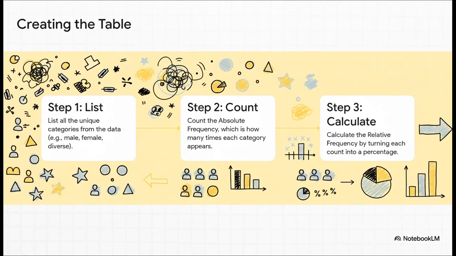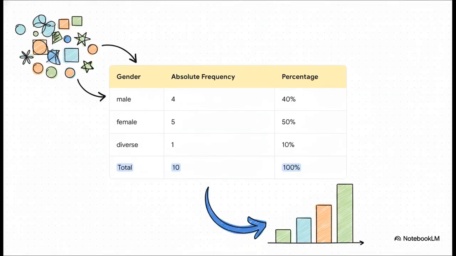Bringing some order to this mess is actually a really simple 3-step process. First, we're just going to list out all the unique categories we see: male, female, and diverse. Step 2, we do a quick tally for each one. That's our absolute frequency. And finally, step 3, we turn those counts into percentages. That gives us the relative share. Let's see what that looks like. And voila, here it is, our finished table. The power of this is just immediate. You can see instantly that female was the most common response, at 50%, followed by male at 40%. The pattern that was totally hidden in that messy list before is now perfectly clear.